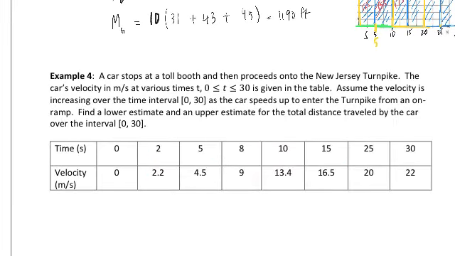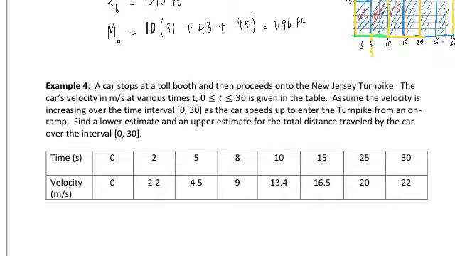Now, example 4 is very similar to 3. We are talking about a car that stops at a toll booth and then proceeds onto the turnpike. The car's velocity is in meters per second at various times t from 0 to 30. We have the velocity at exactly 2 seconds here, and at 5 seconds here, and so on. We're assuming that if you did know the graph between 0 and 2 seconds, it would be increasing the whole way, because the car is speeding up as we enter the turnpike from an on-ramp.